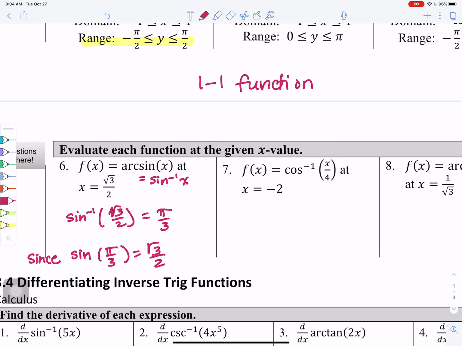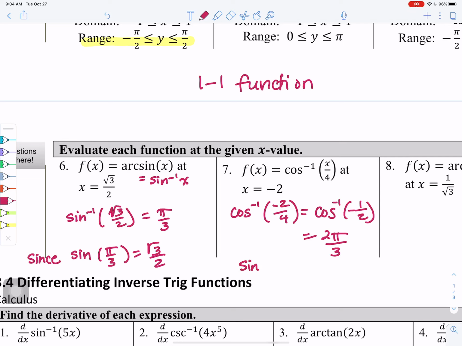Okay? Let's look at the next one. F of x equals the cosine inverse of x over 4. What we will have is at x equal to negative 2, we're looking for the cosine inverse of negative 2 over 4, which is the cosine inverse of negative 1/2. So we're looking for that angle who has a y value, a cosine value of negative 1/2, and that is 2 pi over 3, since the cosine of 2 pi over 3 is negative 1/2.